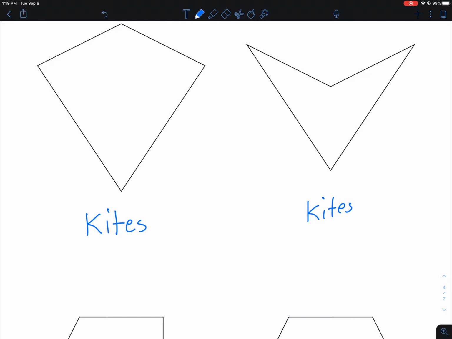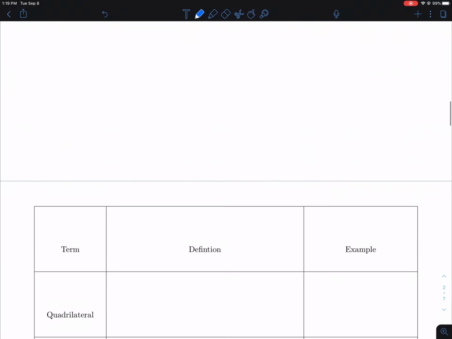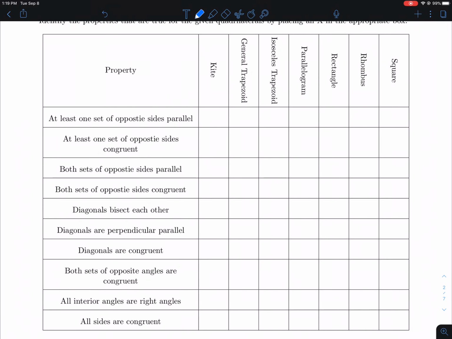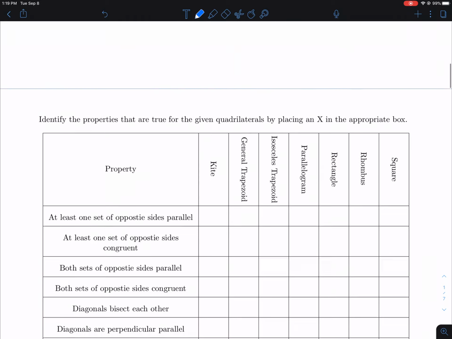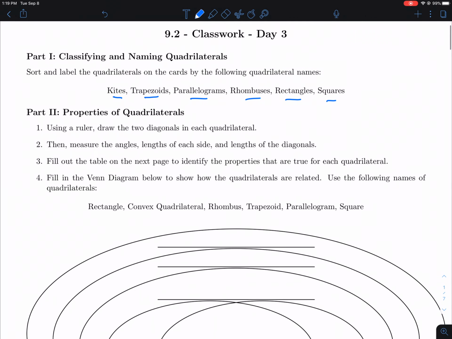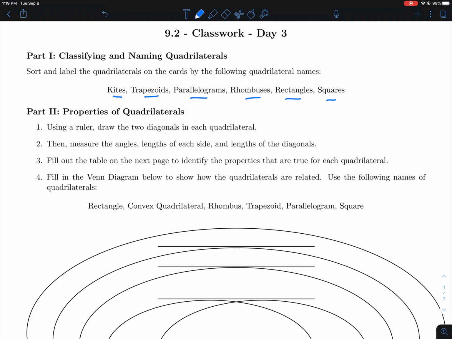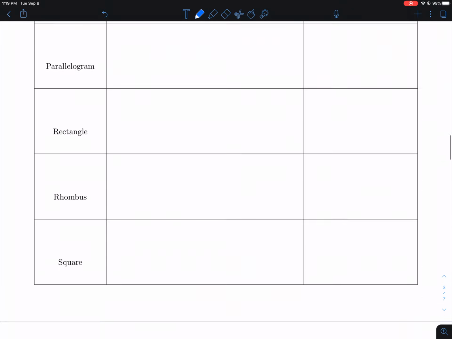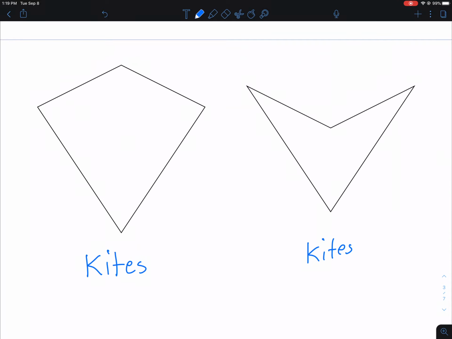What I would like you to do, especially if you can print these out, is fill in this table that talks about all the different kinds of properties, like at least one set of opposite parallel sides, congruent sides, and things like that. I was hoping you could use your ruler and protractor and actually draw the diagonals in each quadrilateral. Just to remind you what the diagonals look like: like the kite, for example, you're just going from one vertex to a vertex that doesn't connect. In this case, that's what the two diagonals would look like.